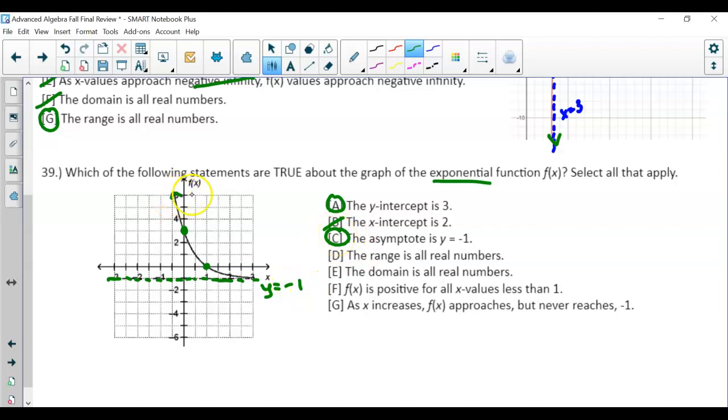So now with the exponential, what is all reals? Constantly going left and right, the domain. Then here, the f of x values are positive for all x values less than 1. So starting at 1 and less than, are these values all positive? Yes. Notice how it's above. So f is a solution. Then as x increases, as we're going to the right, what is f of x approaching? -1. So D is also an answer as well.